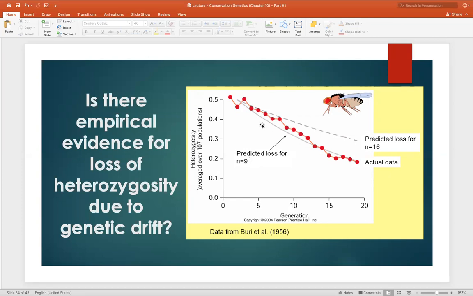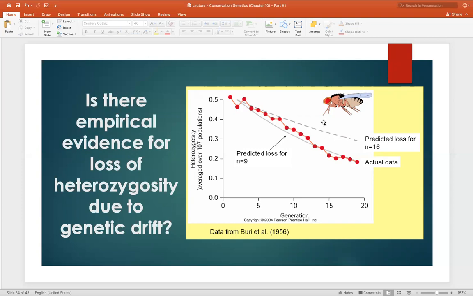As we look at this, we can see that observing the actual data, where we were observing, once again, a population of 16 individuals, 8 males and 8 females over time, we see that over time, in this particular population, after generations, we still see a decline in heterozygosity. Though it should be noted that this decline in heterozygosity corresponds with closer to our predicted population of N than it does to our predicted population of 16.